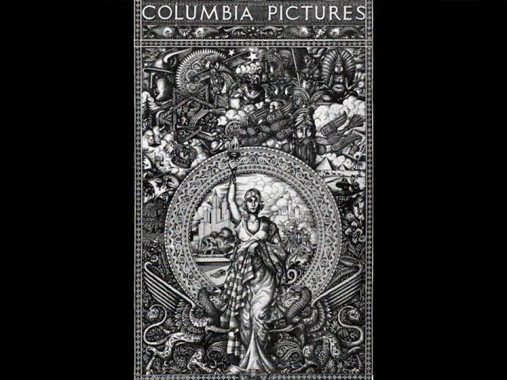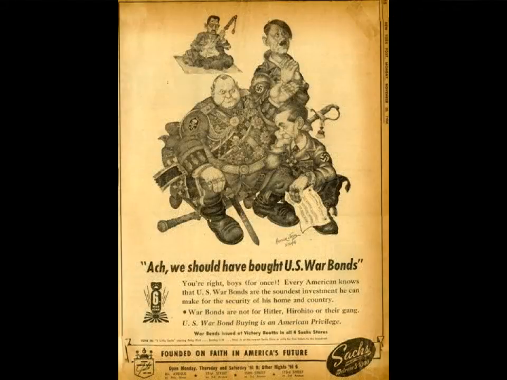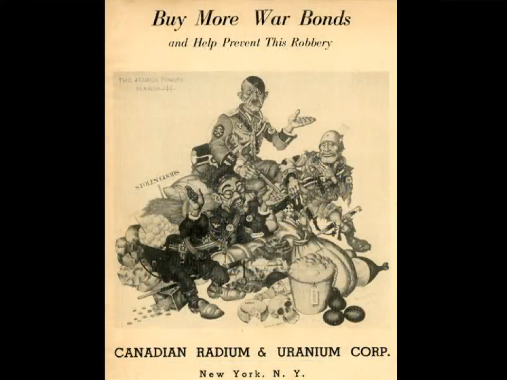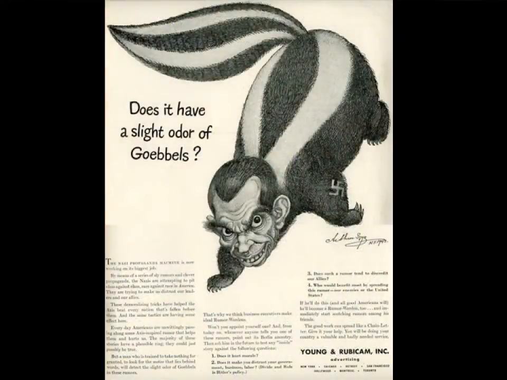Or Columbia Pictures, this was the cover for its yearbook, that is, that Hollywood has a role to play as part of big business. Or other manufacturing companies or retail businesses. Szyk's artwork was, we should have invested in U.S. war bonds, Szyk has the Nazi figures saying. Or we should buy more war bonds and help prevent this great robbery and looting of democracy. Again, Szyk's artwork used. Or here for Young and Rubicam, an advertising firm.